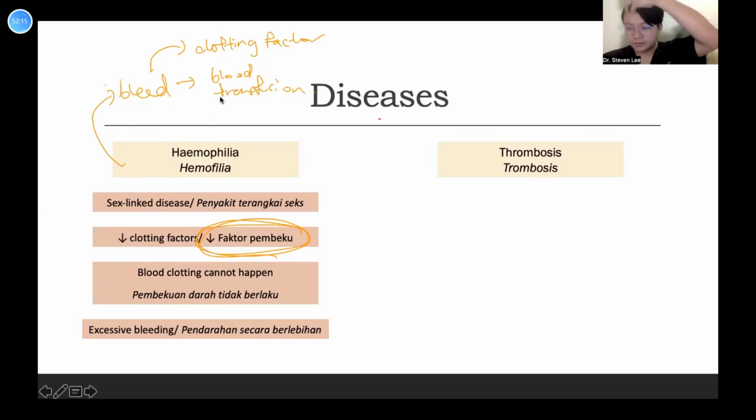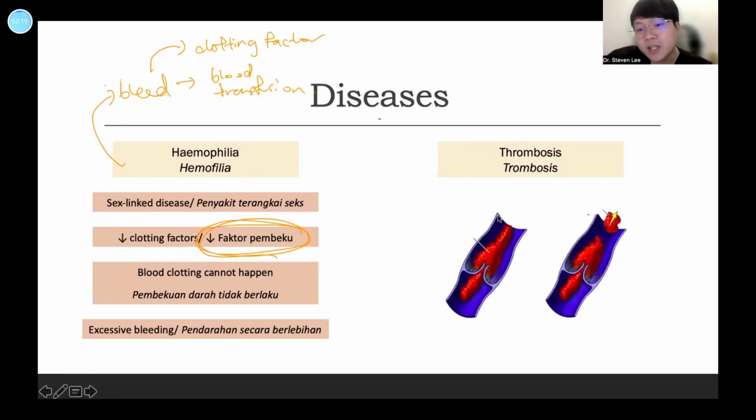Okay? So the next issue is thrombosis. Just now I've already talked about this when we talked about myocardial infarction. Thrombosis basically is when your vessel is not broken, tetapi your blood starts to clot inside. So what happens is that it will block the vessel, so whatever blood is supposed to reach the organ cannot reach. That's the problem of thrombosis.